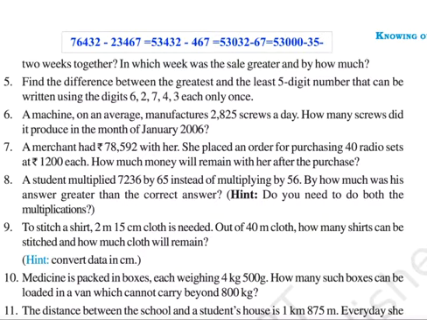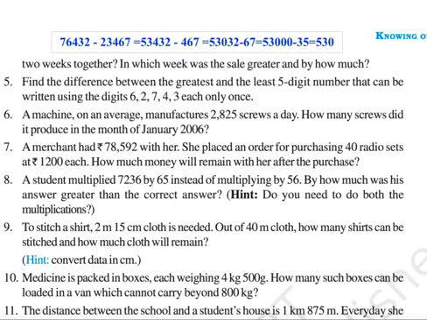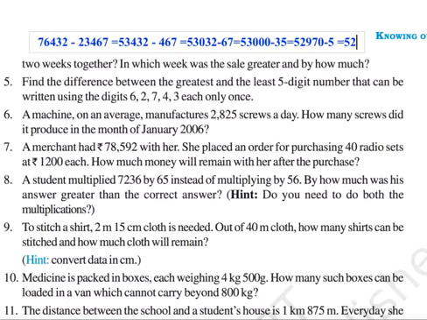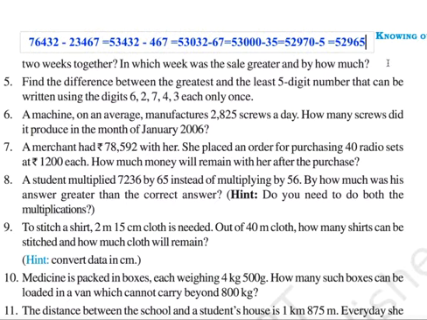Now remove. How much you want to remove now? Remove 30. 53,000. If you remove 30 from 100, it will be 70, right? This becomes 52,970. Okay. If we add 30, it becomes 53,000 minus 5. Okay. That is 52,965. That was the answer.